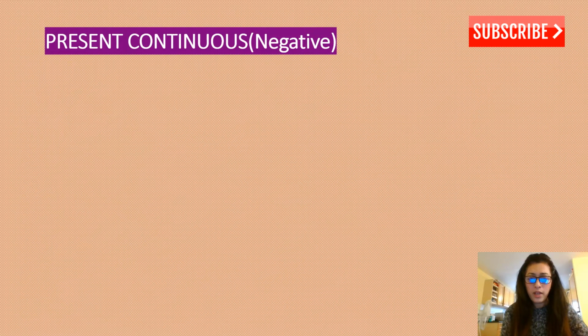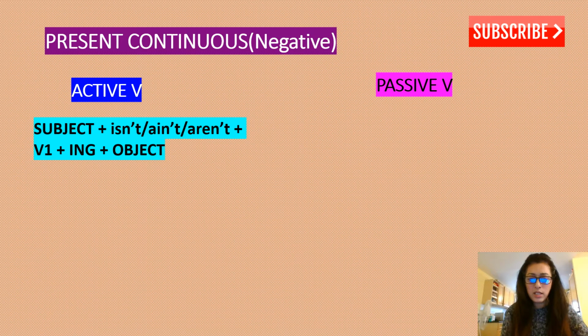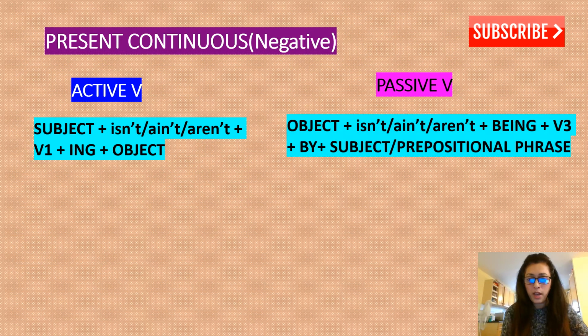Now talking about the negative of the present continuous, in active form, I will use subject plus isn't or am not or aren't with the verb first form, then ing and object, and on the other hand, passive voice will be object plus isn't or am not or aren't with being plus verb third form and by with the subject or prepositional phrase.